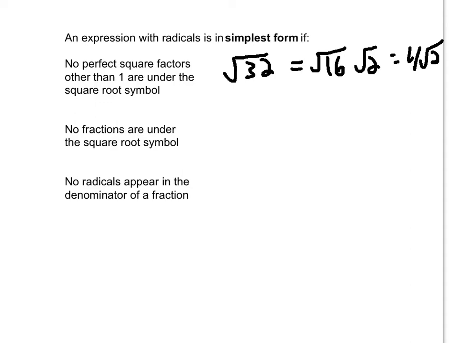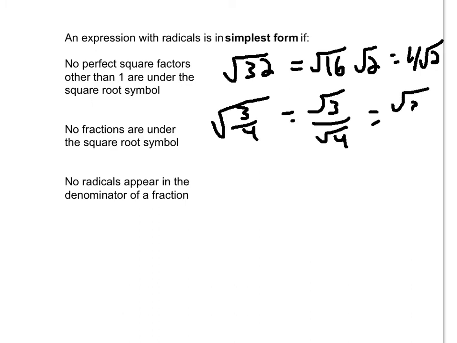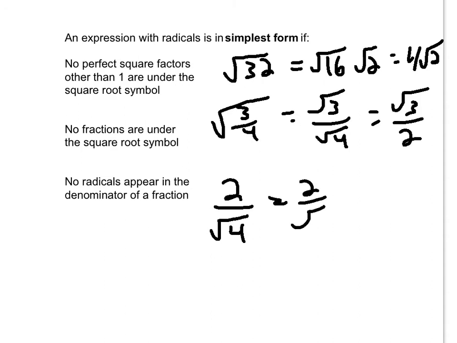Again, no fractions under the square root symbol. We just did one like that, where we cannot have something that looks like this. So we have to break it apart and make it the square root of 3 over 2. Again, no radicals appear in the denominator of a fraction, so we can't have something that looks like this. We have to simplify that, because the square root of 4 is 2. Radicals are in simplest form if none of these three things appear, if we cannot simplify these anymore.